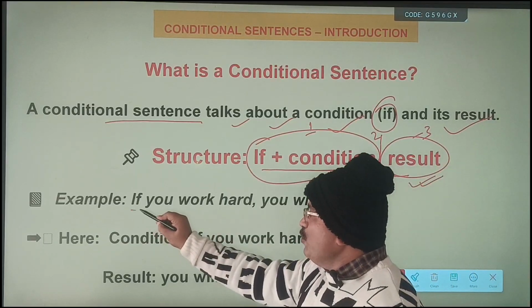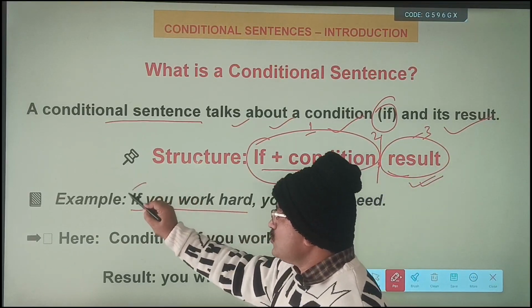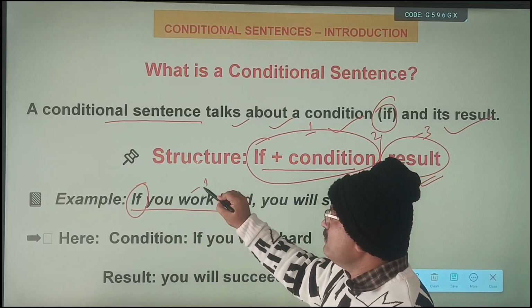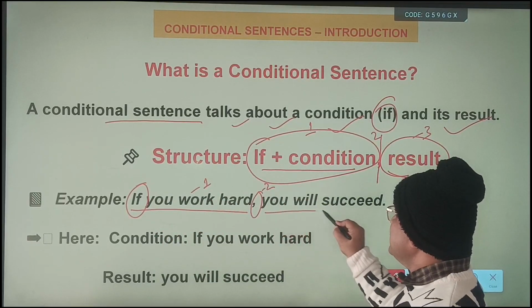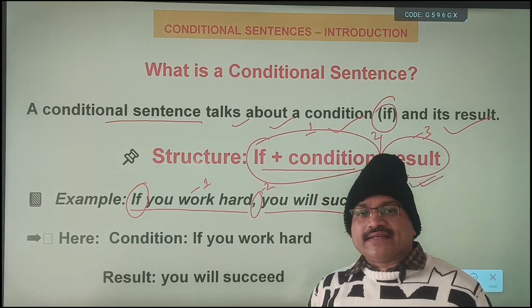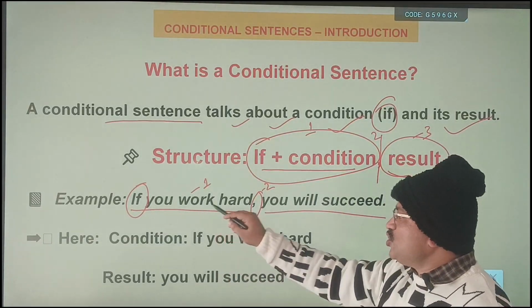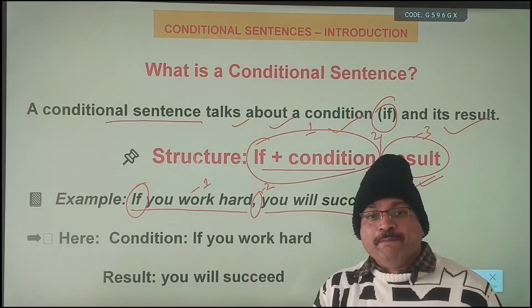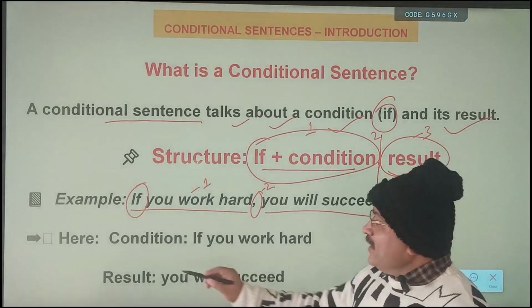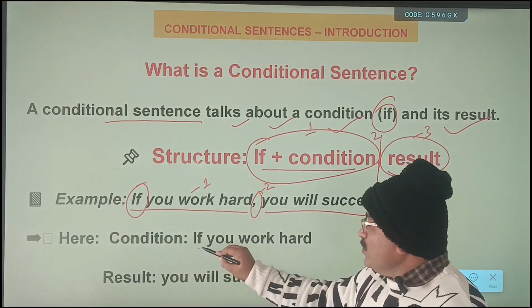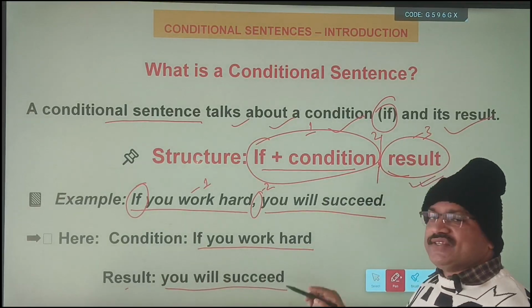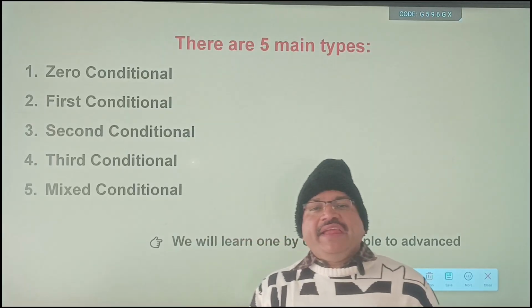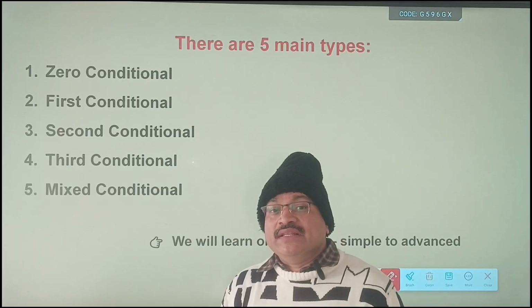Example: if you work hard, this is the if clause, part 1. Then there is a comma and this is the result: you will succeed. So this is the if clause and the result is the main clause. Condition: if you work hard, and what is the result? You will succeed. Friends, there are mainly 5 types of conditional sentence.